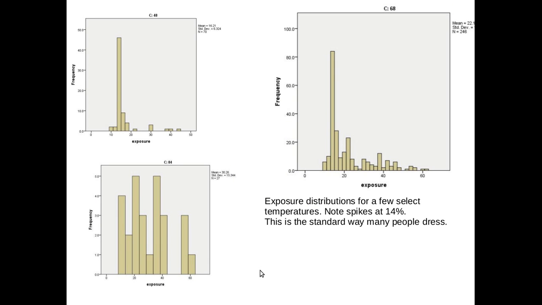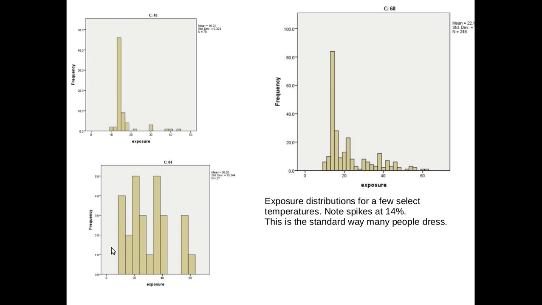And then another thing you could do is you could slice out a particular temperature and see what the distribution looks like for that temperature. So for example, at 48 degrees, there was a spike here at 14%. That's the most common spike anyway. So when it's chilly out, most people aren't exposed. But you can see as it gets warmer, here's 68 degrees, then more people are going up into the upper echelons of exposure. Okay, so this one is 84, this is really warm.